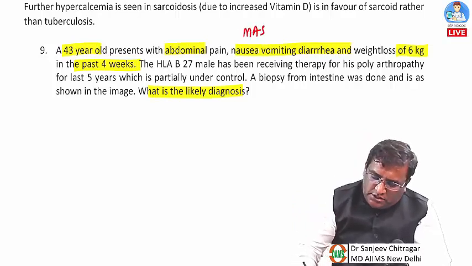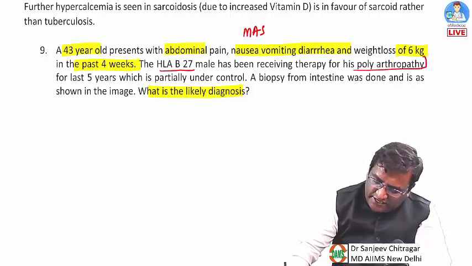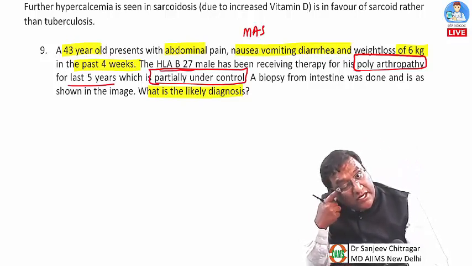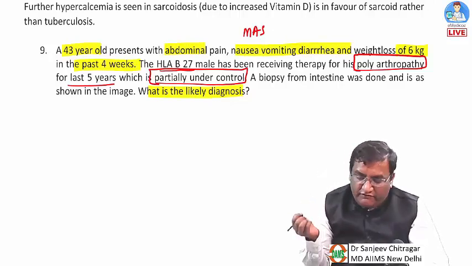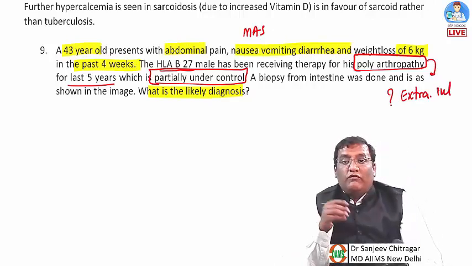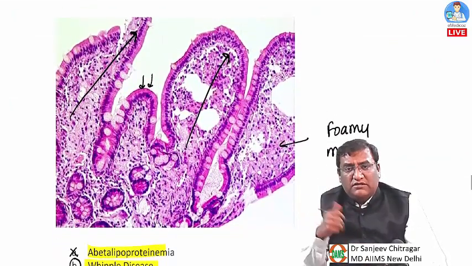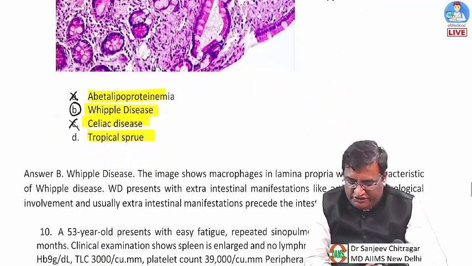The HLA-B27 male has been receiving therapy for polyarthropathy. He has had arthropathy for the last 5 years, which is partially under control. So actually he has been treated as an HLA-B27 autoimmune condition, and now he is having Whipple's. Whipple's can have extra-intestinal manifestations, and this possibly could be extra-intestinal manifestation of Whipple's in the form of arthritis. Anyway, that is not the keyword here. The keyword is the image itself, which is Whipple disease. Tropheryma whipplei is the infectious agent causing it.